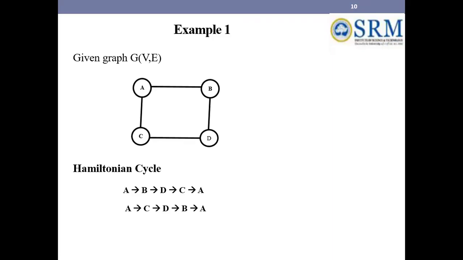Another choice is I can move this way. A to C, C to D, D to B. This is called Hamiltonian path. From B, there's a path to reach A. So it's another Hamiltonian cycle. This graph contains two Hamiltonian cycles, A, B, D, C, A and A, C, D, B, A. So starting and ending node should be same. All nodes are visited exactly once except the starting.